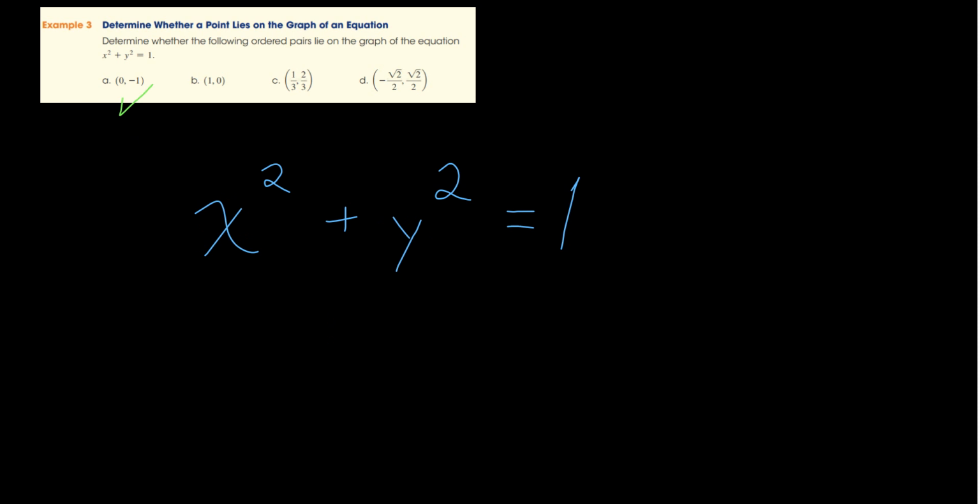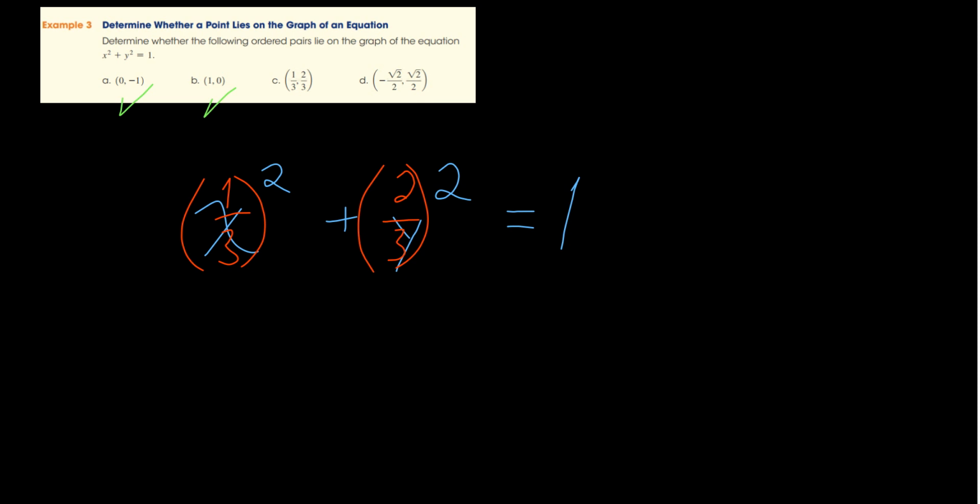Okay, let's try B. So B, if I plug in a 1 for x and a 0 for y, well, 1 squared is 1, plus 0 squared, which is 0, and 1 is equal to 1, so B also works. Next, we're doing 1/3 and 2/3, so we plug in a 1/3 here, and we plug in a 2/3 here.